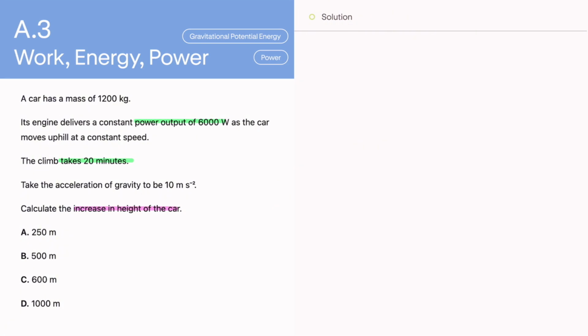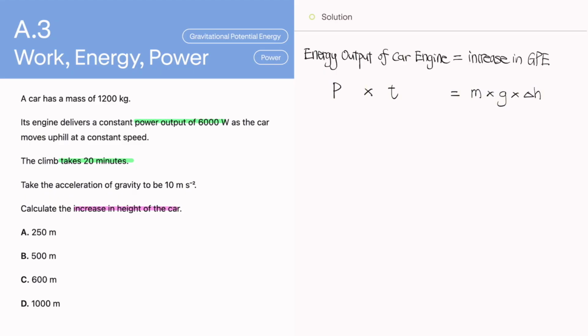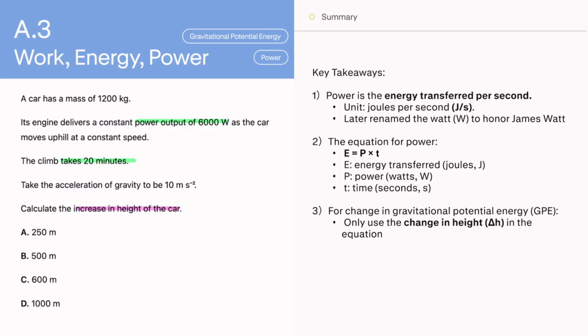Here's a step-by-step solution. Step 1. Apply energy conservation. Energy flows from the car engine into gravitational potential energy of the car. Step 2. Set up the equation and plug in numbers, and we get increase in height equals 600 meters. Let's wrap up the lesson.